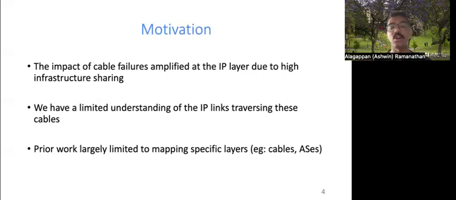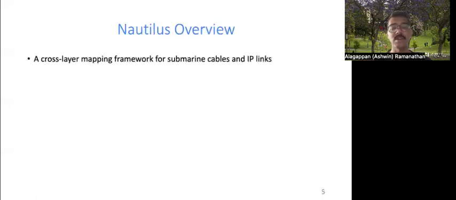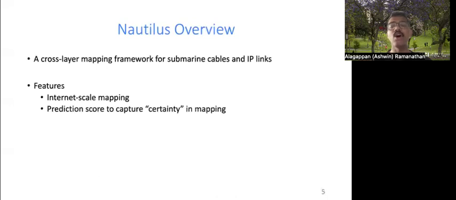Introducing the solution, Nautilus. Nautilus is a cross-layer mapping framework that maps submarine cables and IP links. The key features of Nautilus include it's a global internet scale mapping effort. All Nautilus mappings come with a prediction score to capture the certainty in the generated mapping.